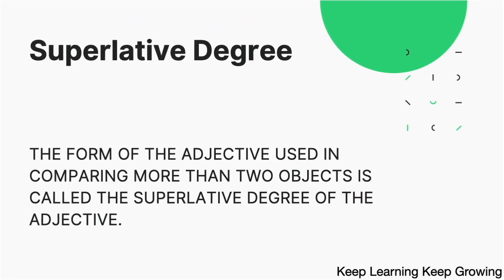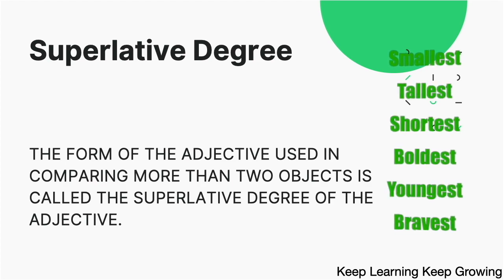Moving on to the superlative degree. The form of adjective used in comparing more than 2 objects is called the superlative degree of the adjective. Like I can use the word small and write the same in the superlative degree as the smallest, tall, the tallest, short, the shortest, large, the largest, and so on.